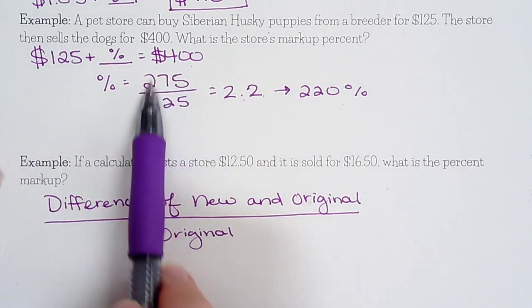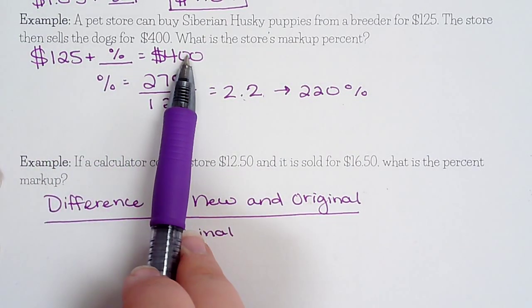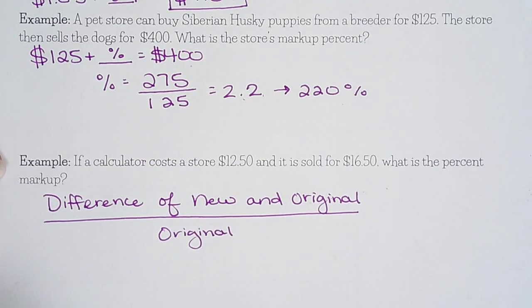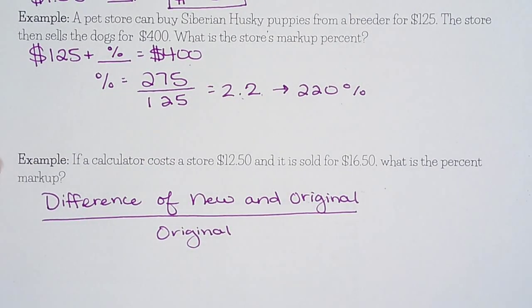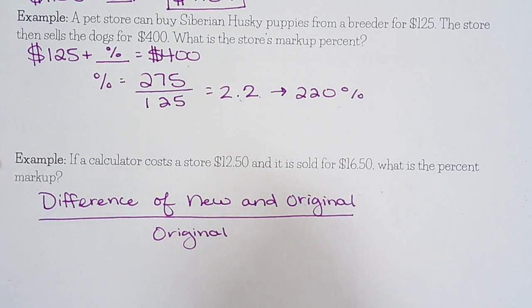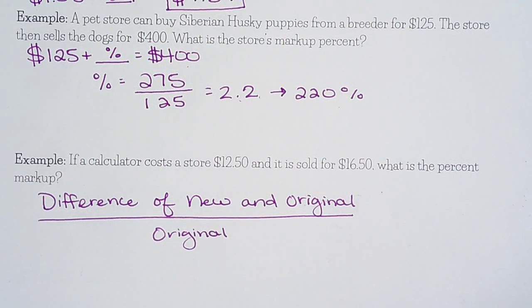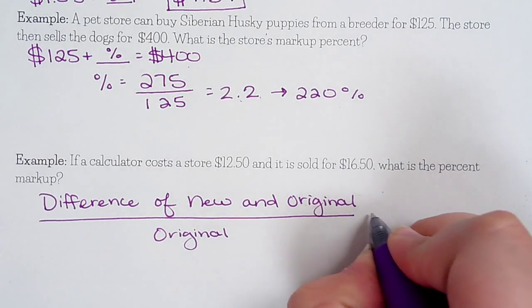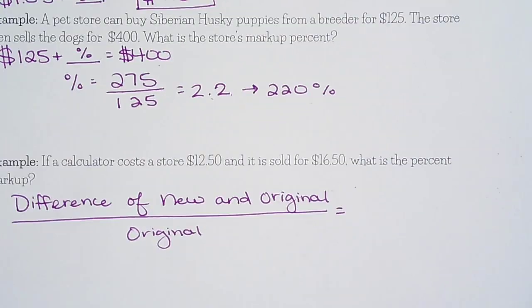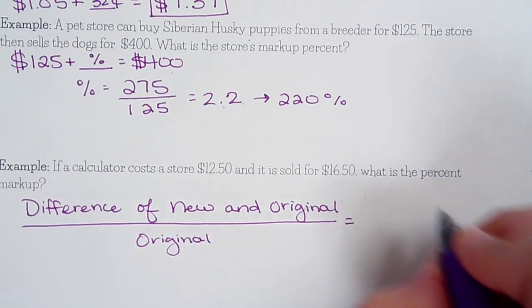That's what we did here. This is the difference from 125 up to 400, and then we divided it by that original amount. So if you like to think about things in terms of formulas, this is a good formula for you. New minus original over original. When I do that with this problem, let's see that it works.